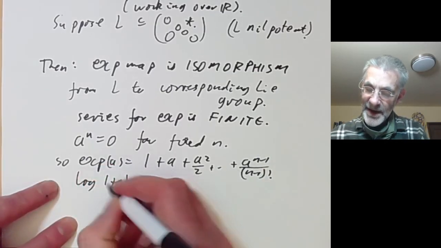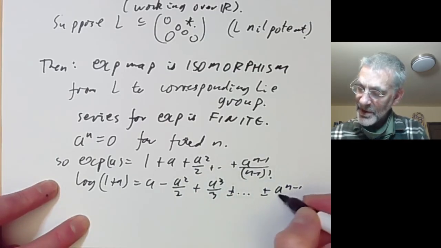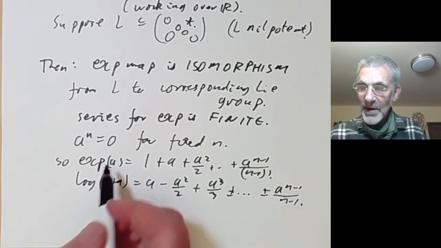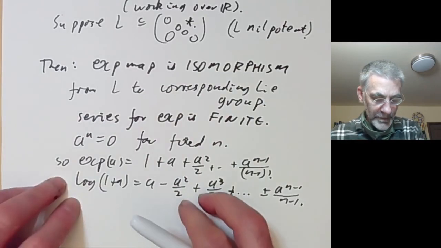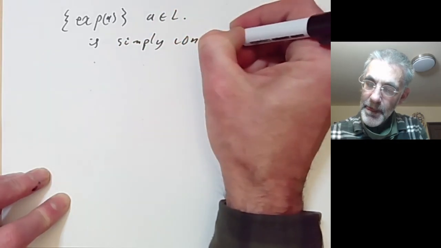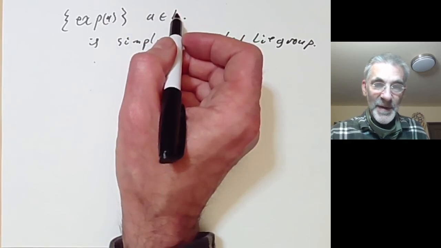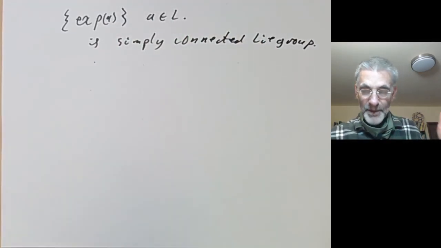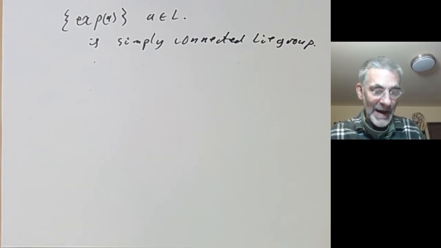And similarly, log of 1 plus A is equal to A minus A squared over 2 plus A cubed over 3, plus or minus all the way up to plus or minus A to the n minus 1 over n minus 1. So the series for log of x and exponential of x now converge everywhere as long as you're just working with upper triangular matrices. In particular, you can see that the set of matrices of the form exp of A for A in the Lie algebra is the simply connected Lie group. And it's simply connected because it's isomorphic as a topological space to L, which is just a vector space, which is obviously simply connected. So the correspondence between simply connected Lie groups and Lie algebras is particularly easy because the exponential and logarithm map always converge.